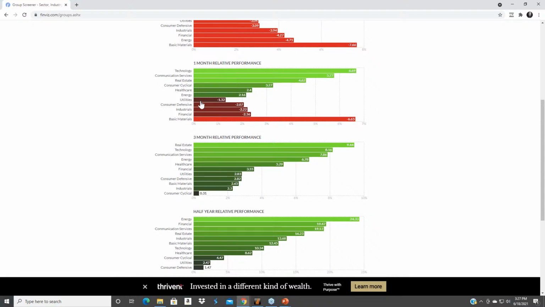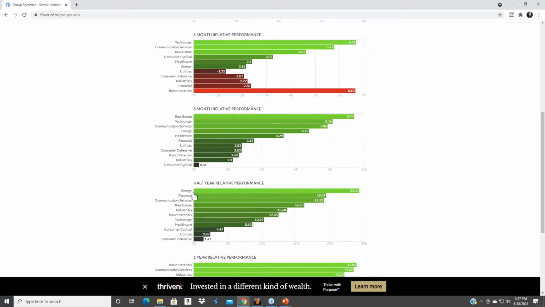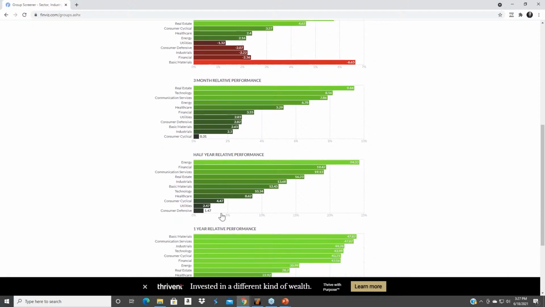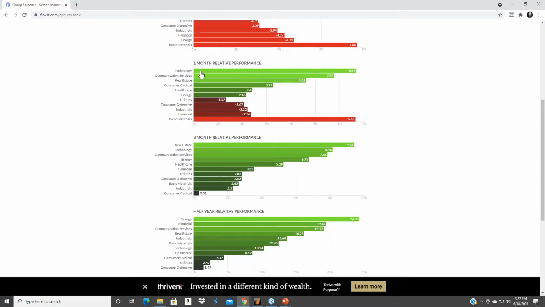Energy is doing well, longer term. If we look at 6 months, outperforming over 24%. So those are, to answer the question, some of the top sectors that I'm watching right now.